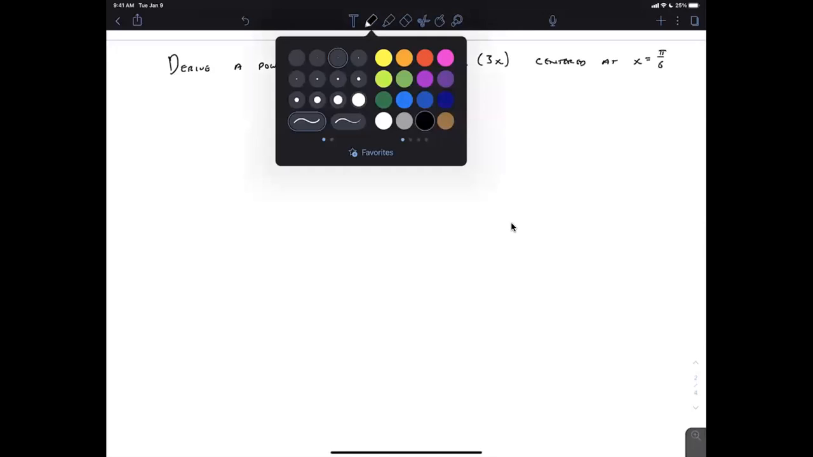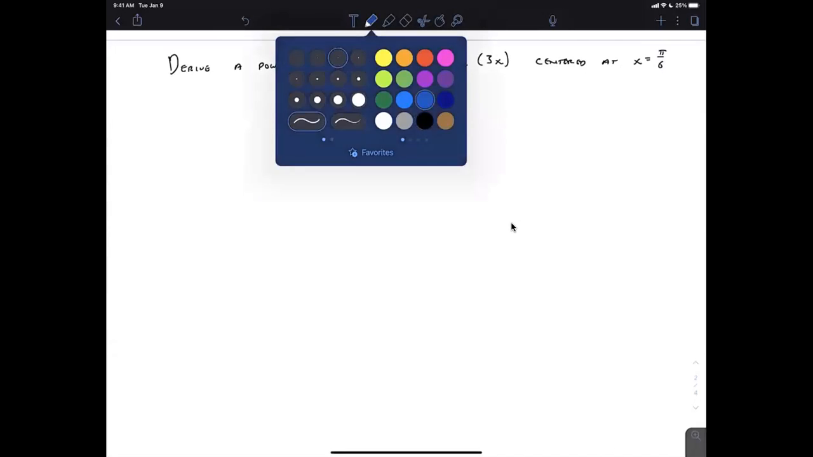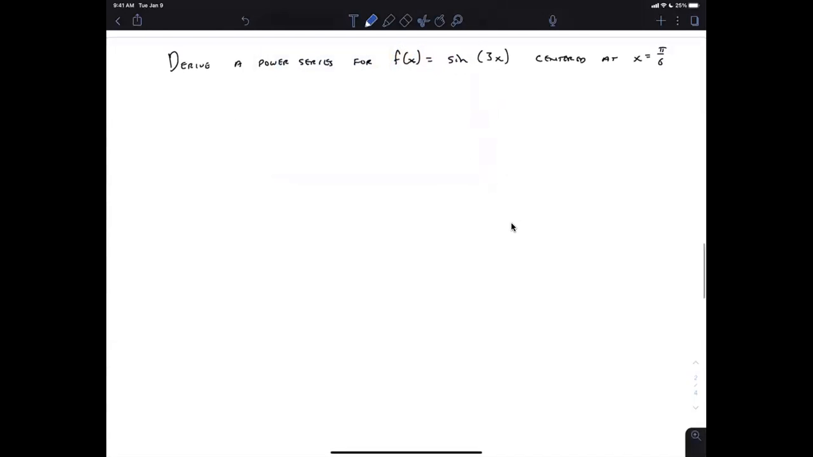So, again, this is one that doesn't look like A over 1 minus R. The derivative doesn't look like A over 1 minus R. And so we're going to use Taylor's formula in order to do this. So we're going to write out sine 3x is equal to the sum k equals 0 to infinity, f to the k at the center, the center is pi over 6, over k factorial times x minus pi over 6 to the k.